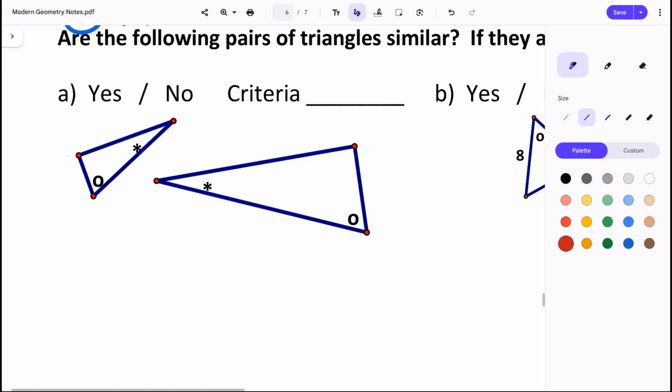Starting with this first one. What's marked in the picture? 2 angles. And do we know that they're the same? Yeah, don't they have the same markings? You have an open circle, you got a little star. So I don't need to know how much they are, but I just know those are the same. So does this satisfy one of our 3 tests? Which one? Angle. So you can say yes, angle.